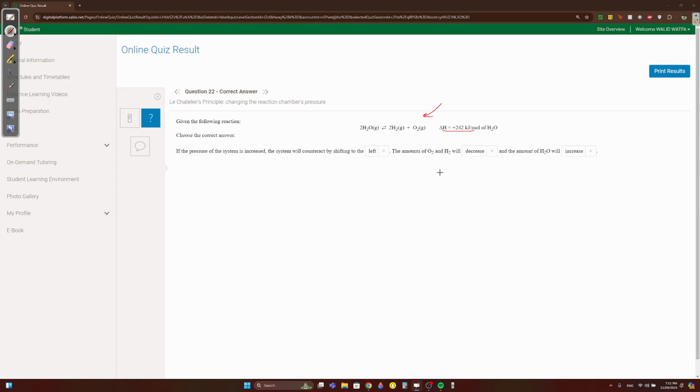This reaction has delta H positive, meaning it's endothermic. If the pressure is increased, the system will counteract it by shifting. If the pressure of the whole system is increased, how will we counteract it? We're going to have to shift to the side with fewer gaseous moles. Where are the fewer gaseous moles?